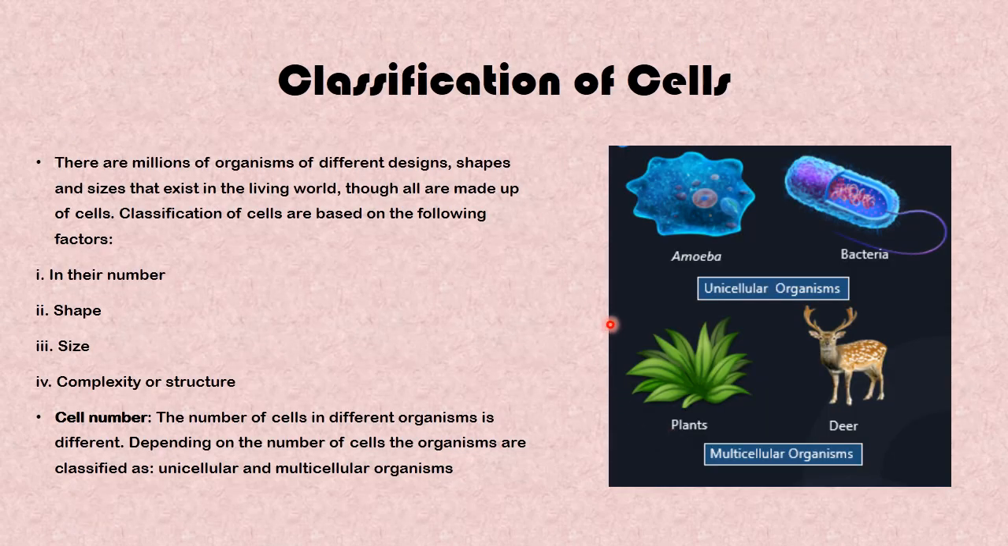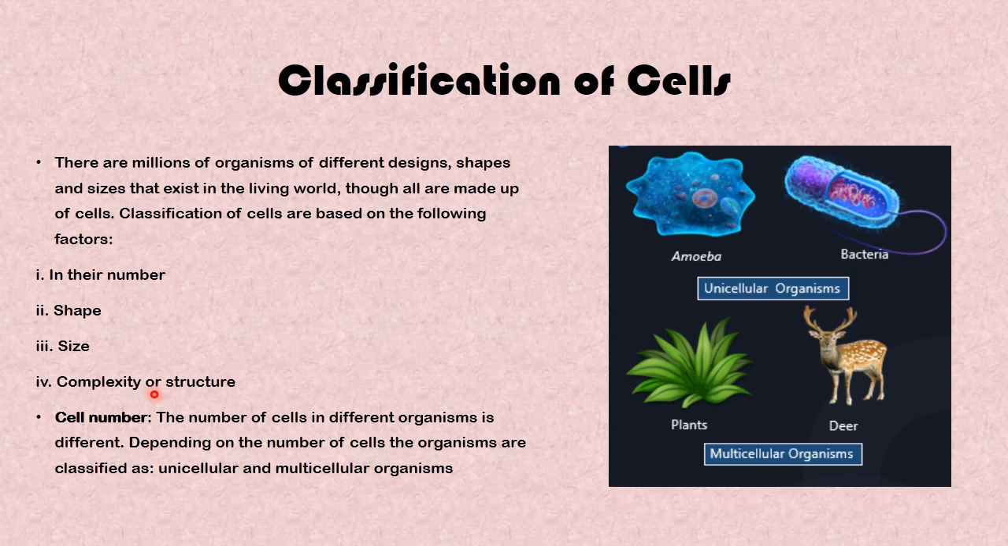Now moving along, we'll be looking at the classification of cells. There are millions of organisms of different designs, shapes, and sizes that exist in the living world. Though all are made up of cells, classification of cells is based on the following factors. Number 1, their number. Number 2, their shape. Number 3, their sizes. And finally, their complexity or structure.